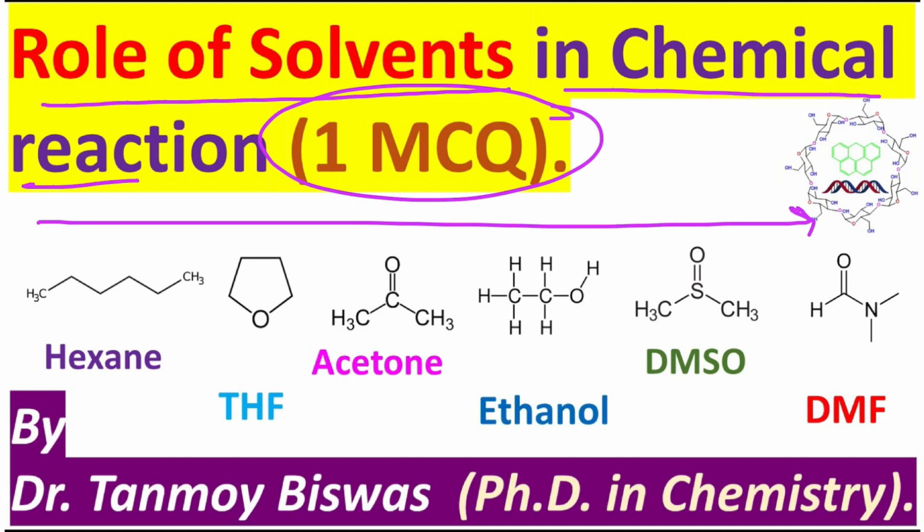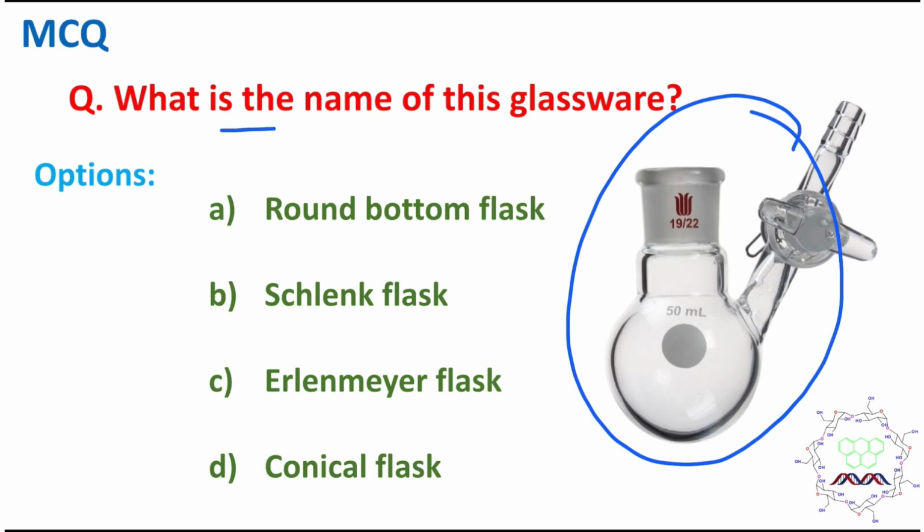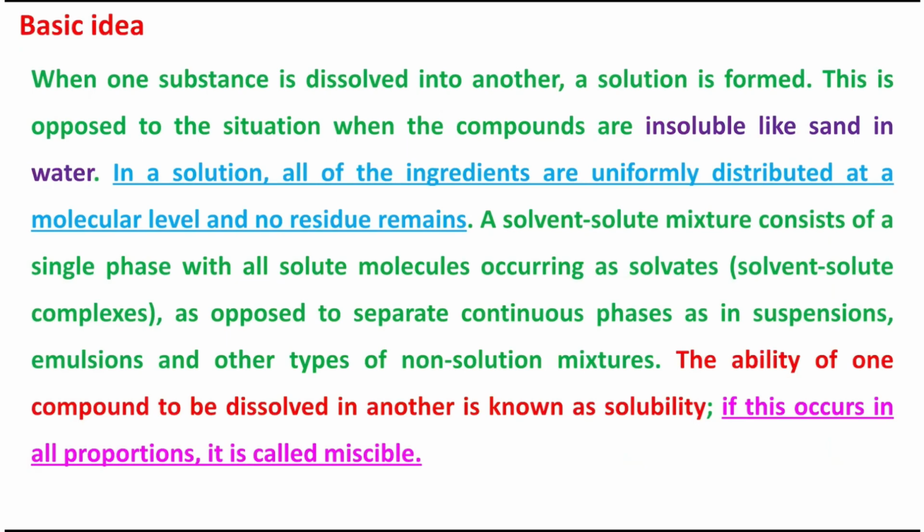Before going to details, the MCQ. You can see an image of a glassware here. You have to say what is the name of this glassware. Four options are provided. I request you, students, please pause the video, try by yourself, and write your answer in the comment box, and definitely at the end of this discussion you will have your right answer. Now let's come back to our main topic.